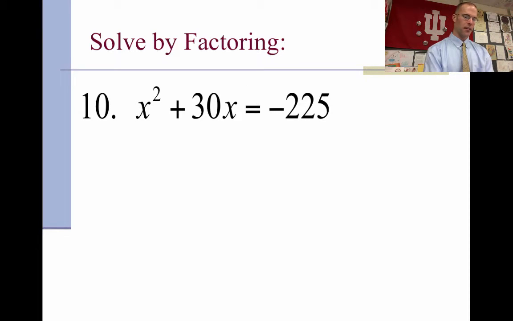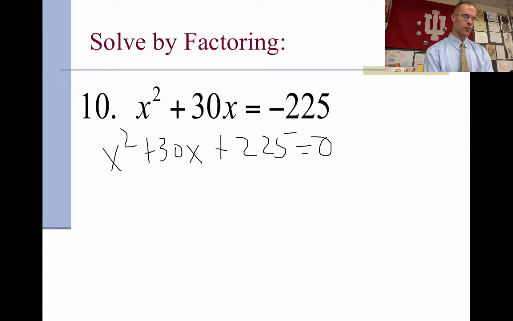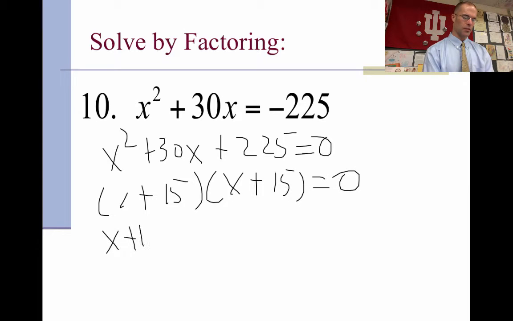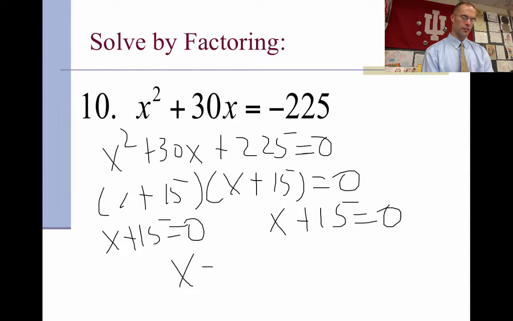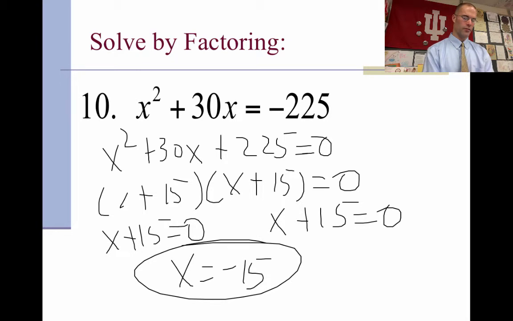Alright, we gotta get everything on the same side. So we got x squared plus 30x plus 225 equals 0. So that's going to give me an x plus 15 and an x plus 15. So here we got x plus 15 equals 0 and x plus 15 equals 0. So x equals negative 15. You only have to write it once.